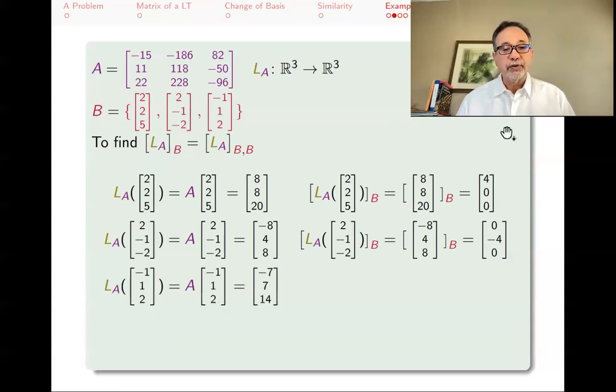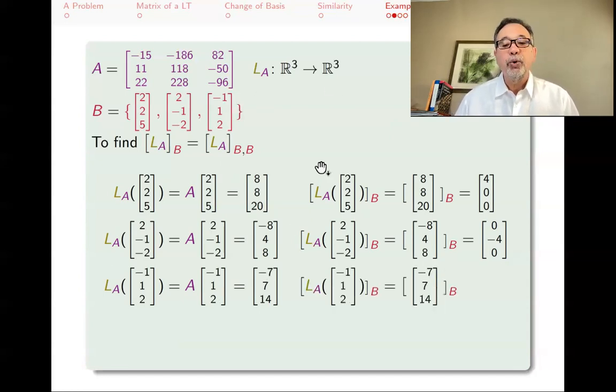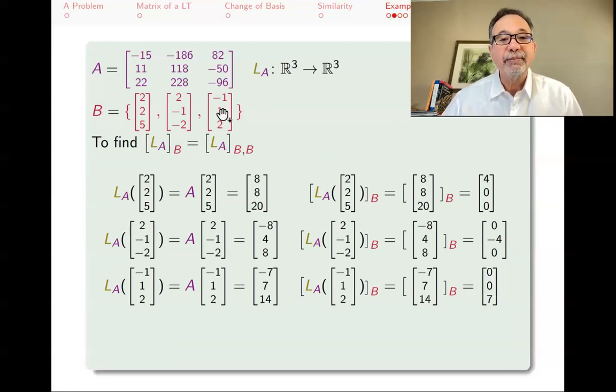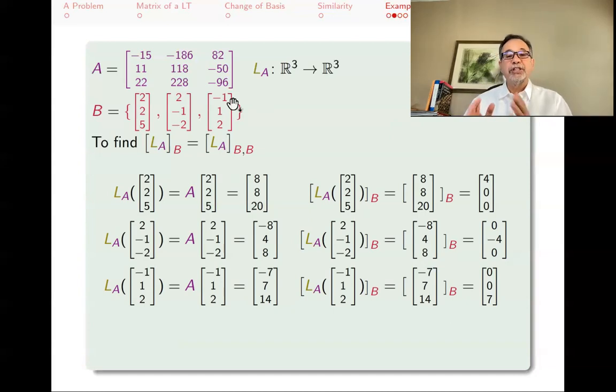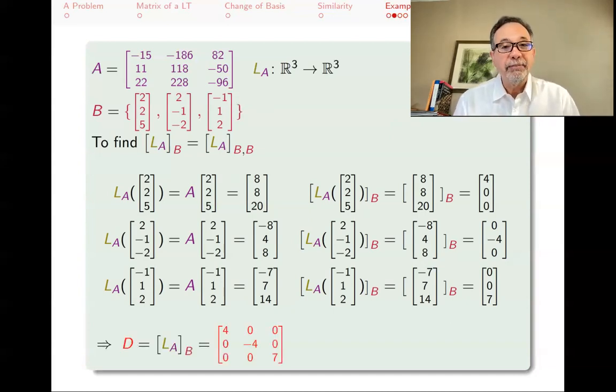We repeat this for the third one. The third element of the basis, minus 1, 1, 2, is sent to minus 7, 7, 14. And the coordinates of that is 0, 0, 7. This is just 7 times the third element. As a result, these are the columns of my new matrix. And so the matrix of LA with respect to B and B is this diagonal matrix.